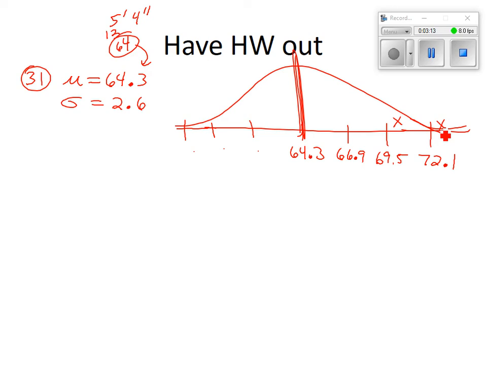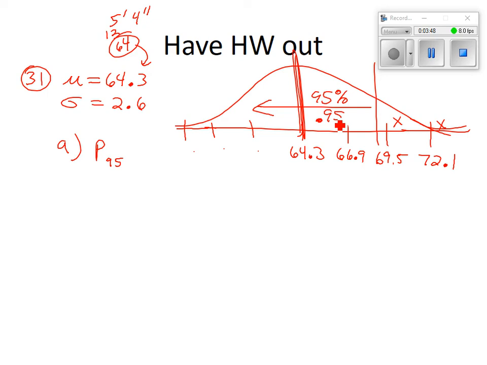This one just said, for part A, what height represents the 95th percentile? So we want the 95th, is that what it said? Yeah. We want P95, so that means we want 95% of the data to be to the left. So we're going to be somewhere where over this way is 95% of the data, or the area under the curve that way is 0.95.